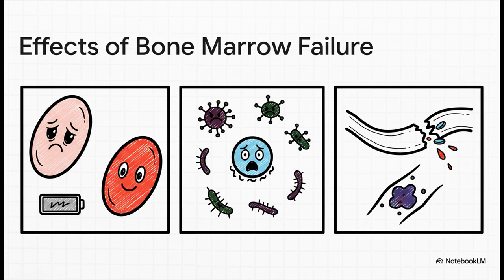So first, you're not making enough red blood cells. That leads to anemia, which is why patients look pale and complain of just crushing fatigue. Then, you're not making functional neutrophils. That's neutropenia, and that leaves the patient wide open to getting really severe or recurrent infections. And finally, you're not making enough platelets. That's thrombocytopenia, and that's what causes the easy bruising, the little petechiae, and sometimes serious bleeding.